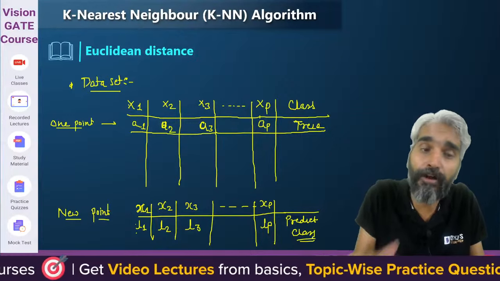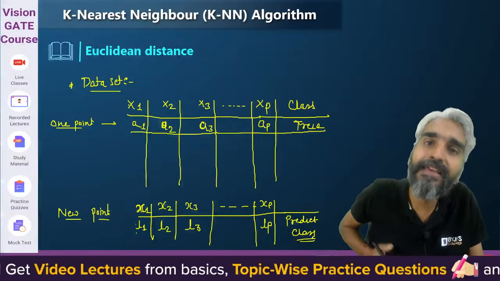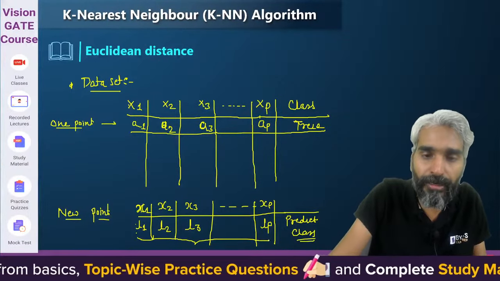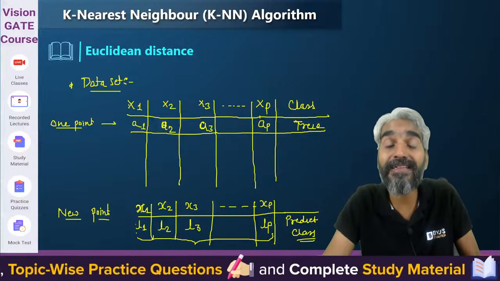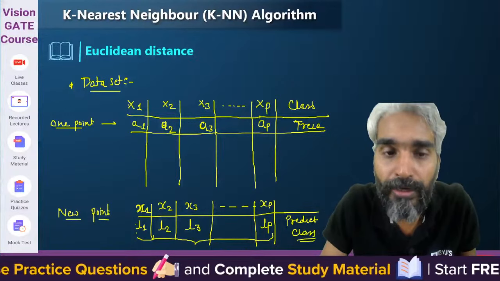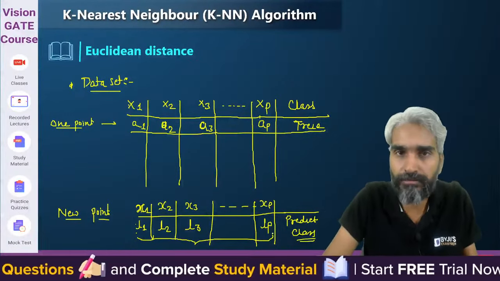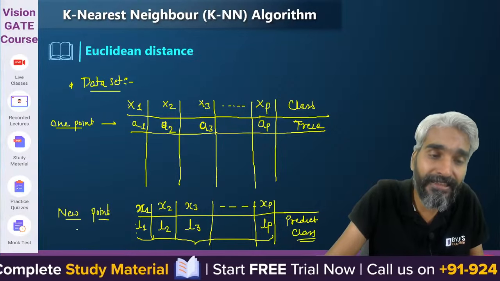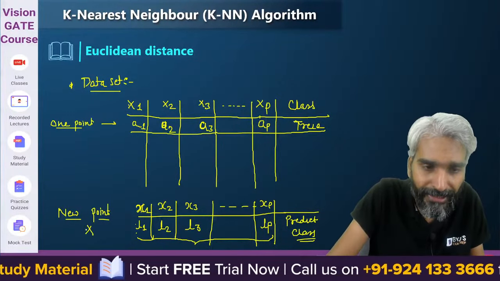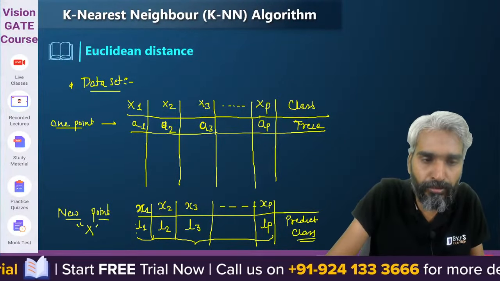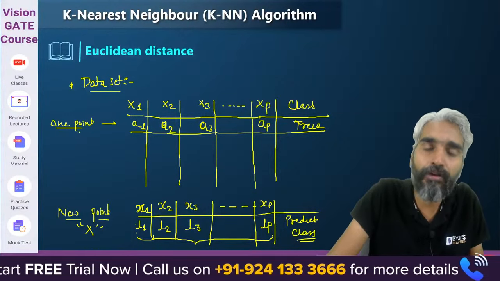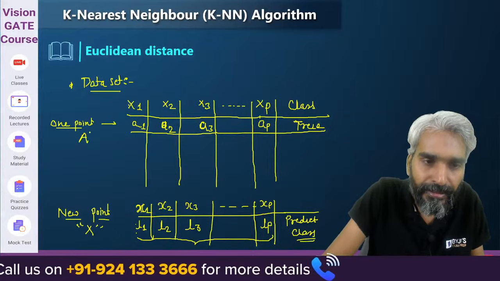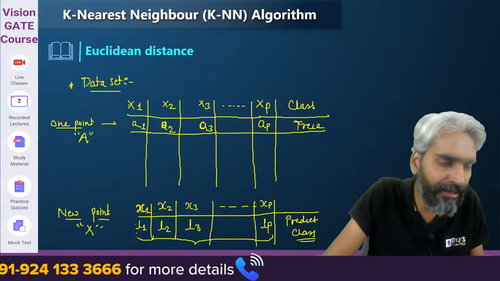First of all, you will have to identify the k nearest neighbors to this particular point. How will you identify those? So first of all, what will be the distance? Let me call this new point x, and let me call this old point capital A.